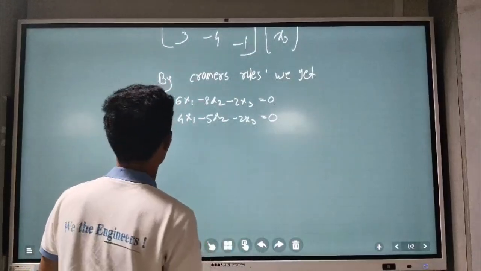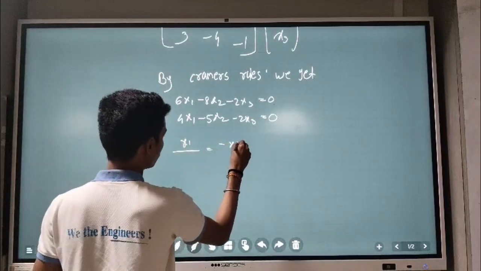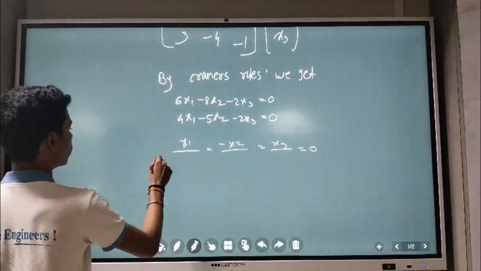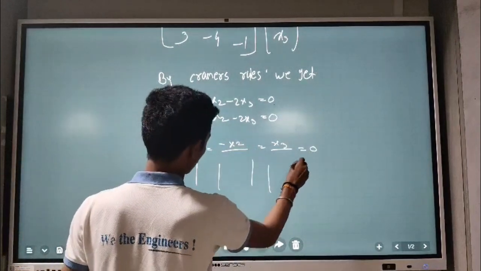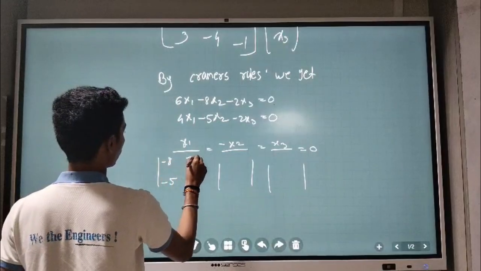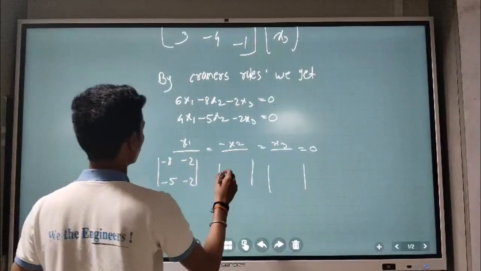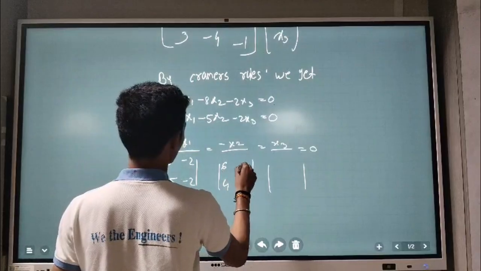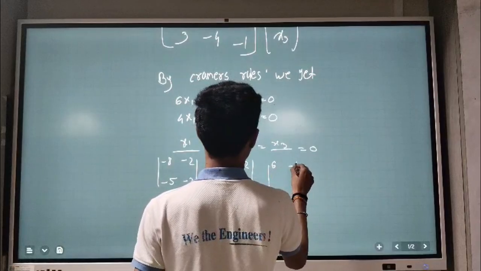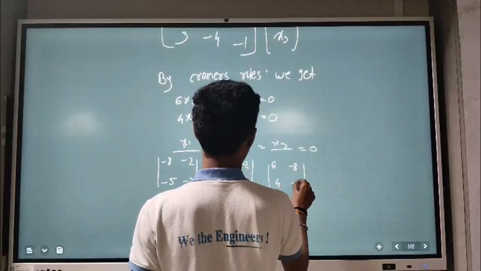x1, x2, x3 equal to 0. The minus 8, minus 5, minus 2, minus 2, 6, 4, 2, minus 2, 6, minus 8, 4, minus 5.